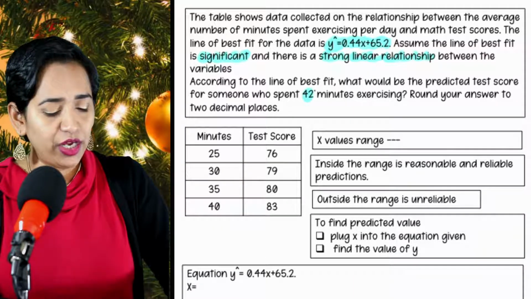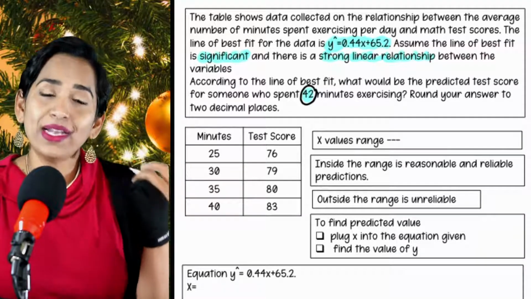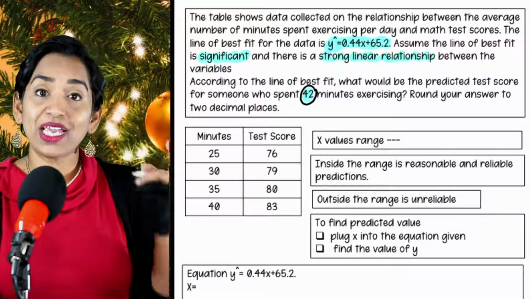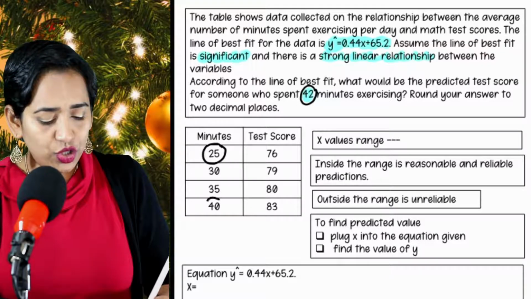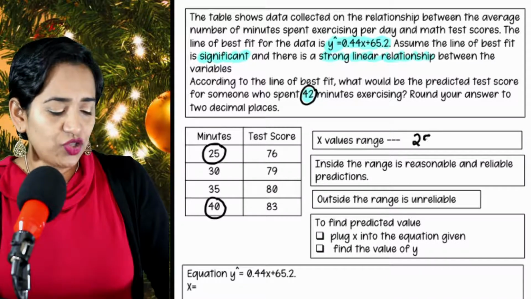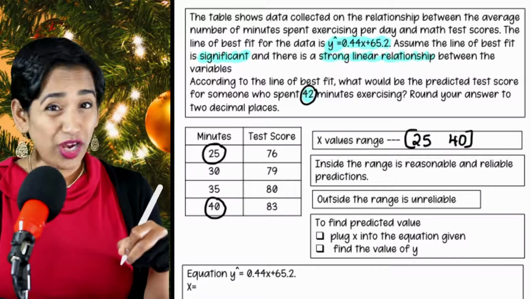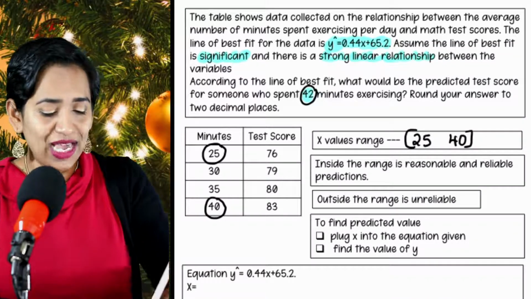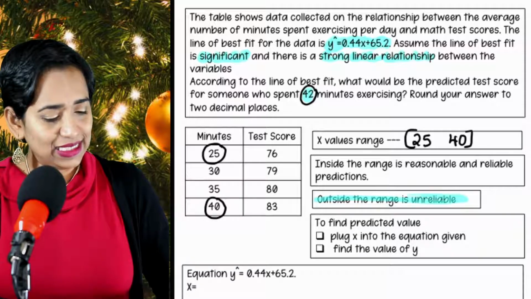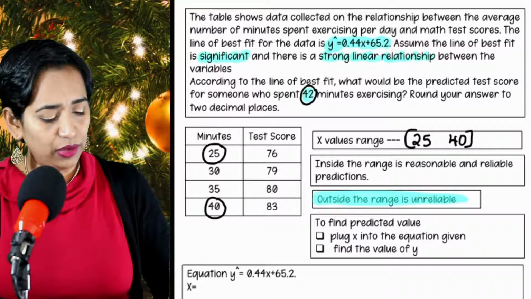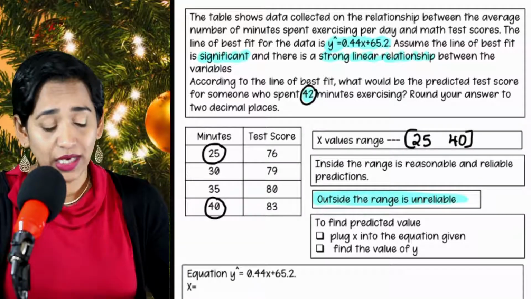Again, they're asking me to find the y value for the predicted 42. So as soon as they say predict for this value, I have to check if that value is in the range. So from 25 to 40. So my range is 25 to 40. So does 42 fall within the range? No, it's outside the range. As soon as I know it's outside, I know that this is unreliable, right?